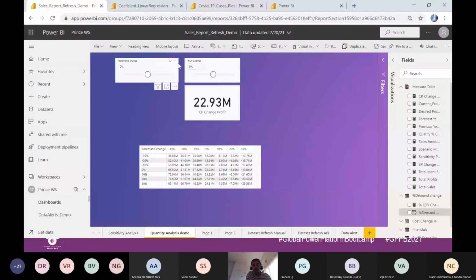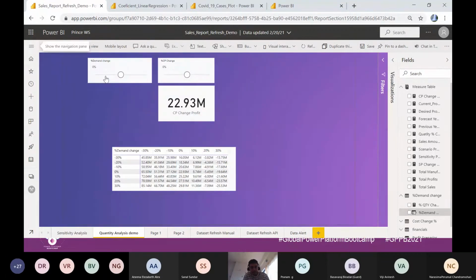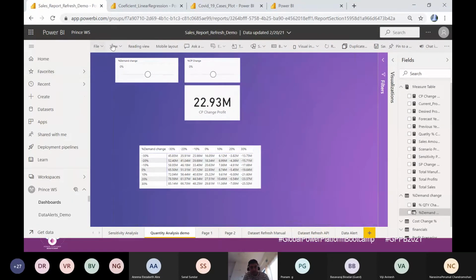I'll show you one sample so that at least you understand what we are trying to discuss. If you see this demand change with respect to cost price and selling price, what we are trying to do is use a what-if parameter. What it does is generate a series, along with a measure, and that's why I wanted to show you. Where is my data model?